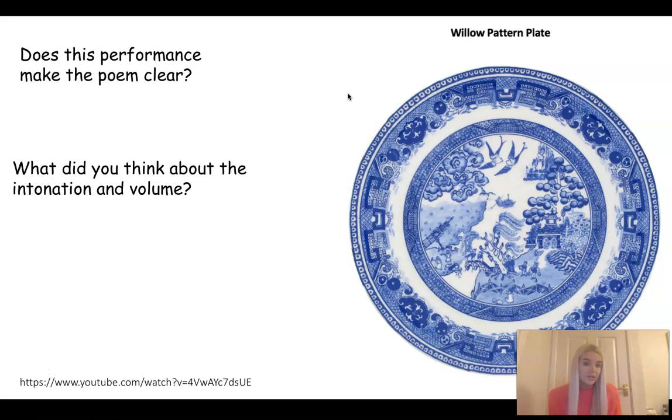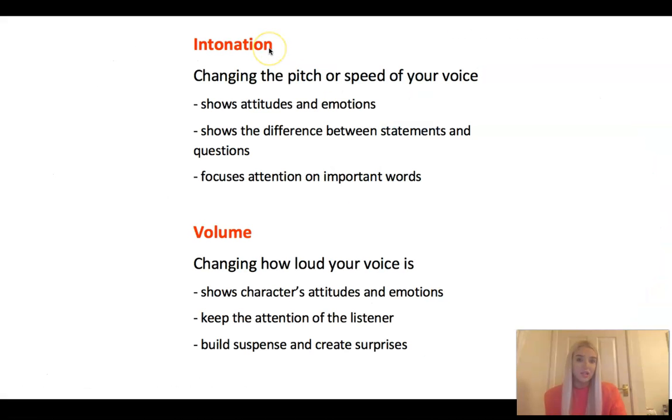I firstly want you to think, does this performance make the poem clear? And what did you think about the intonation and volume? Now, if you're unclear on what intonation or volume is, intonation is where you're changing the pitch, and pitch means how high or how low you are speaking, and the speed, so how fast or how slow you are speaking.